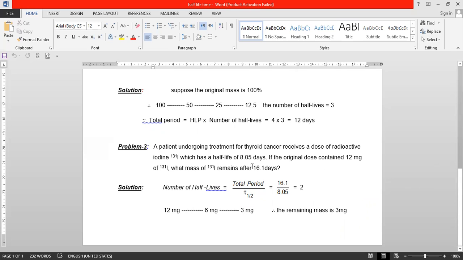So I have the total period here 16.1 and I have the half-life 8.05. So I can do 16.1 divided by 8.05, which is equal to 2, and then I will take the original mass 12 milligrams and I decrease it to its half value, 12 divided by 2, 6, 6 divided by 2, 3 milligrams. Okay. This is the first part, which is about half-life.